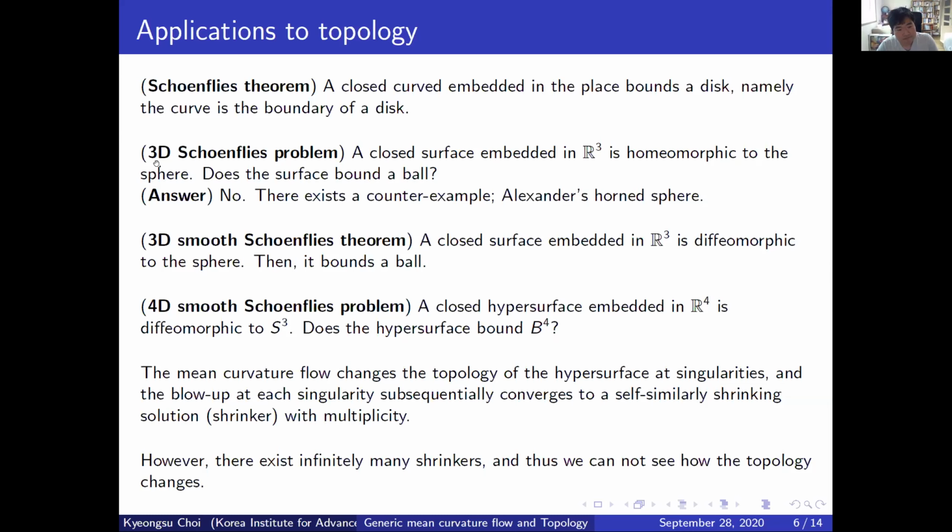And there are some natural extensions. So in 3D, maybe one can ask: if there is a closed surface embedded in R3 which is homeomorphic to a sphere, then does the surface bound a ball? I mean, is the surface the boundary of a 3-ball? Well, interestingly, no. There is a counterexample, the so-called Alexander's horned sphere. Let me show you the Alexander's horned sphere on Google.